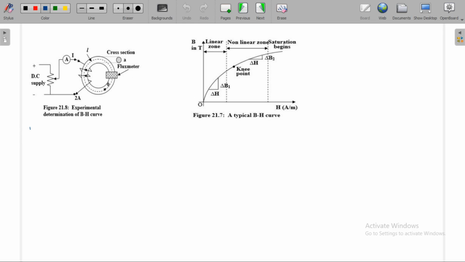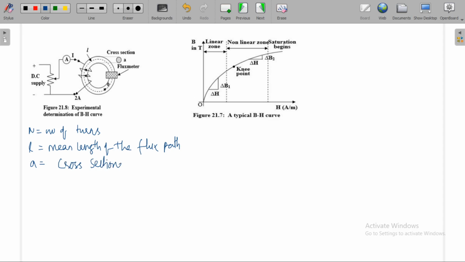Here N is equal to the number of turns, L is equal to the mean length of the flux path, and A is the cross-sectional area. The reading of the flux meter is the flux, and the reading of the ammeter is I. You know H is equal to NI by L, and B is equal to flux per area.